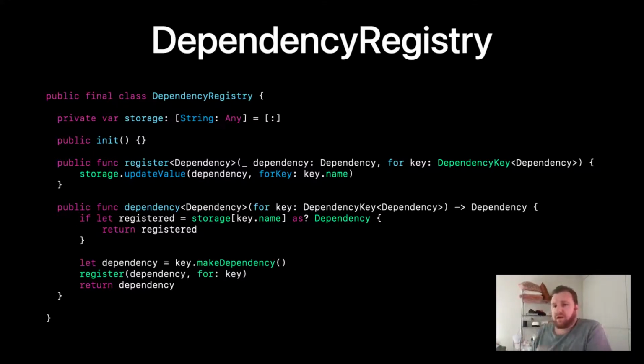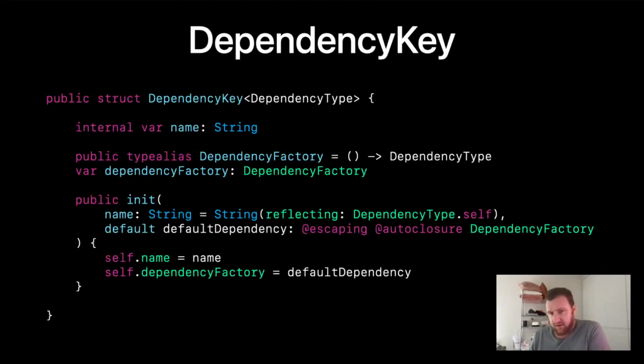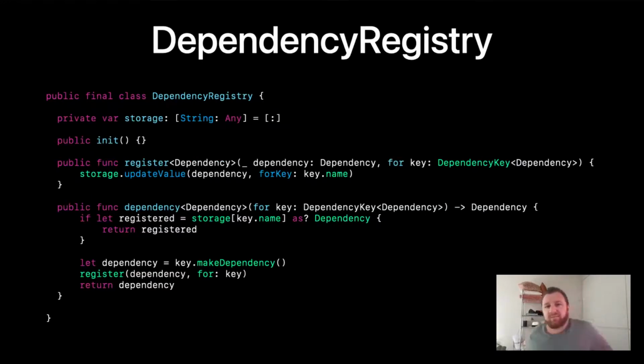Otherwise, we use that dependency factory, and I think I've actually got a compiler error there because I've called it make dependency instead of dependency factory. Yep, that's fine. So we make that dependency using the dependency factory. We register it so that it's there for next time, and we return it.